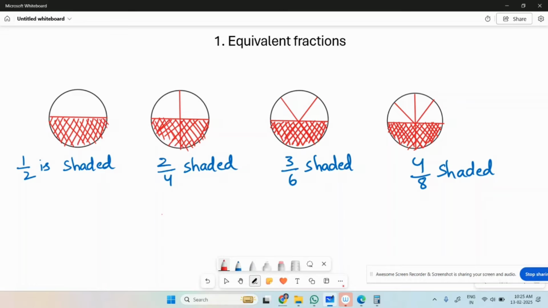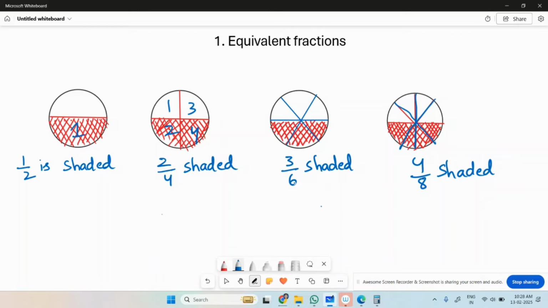So, if we observe the following figures, in the first figure, half portion is shaded. That means if we cut this exactly into half, out of two parts, one part is shaded, 1 upon 2. In the second figure, two parts are shaded out of four parts. In the third figure, out of six parts, three parts are shaded. In the fourth figure, out of eight parts, four parts are shaded.